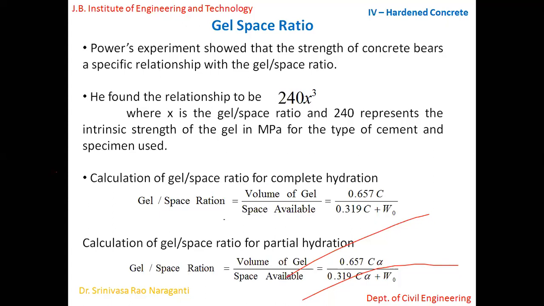So here is the equation proposed by Power. Power is a scientist. We call this Power's equation. He proposed an equation to determine the strength of the concrete based on gel space ratio. The strength of the concrete is equal to 240 times x cubed. This was the relation proposed by him, where x is the gel space ratio, and this 240 represents the intrinsic strength of the gel in MPa. So that's why 240 times x cubed.